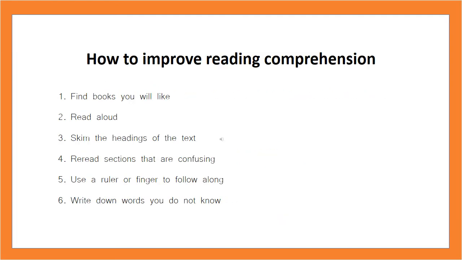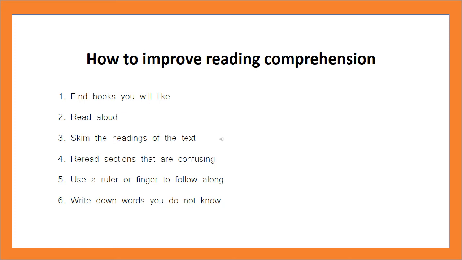How to improve reading comprehension. 1. Find books you will like. Sometimes, low reading comprehension comes down to the fact that a student is just not interested in what they are reading. In fact, research shows that 73% of students say they would read more if they could find books they liked. The secret to becoming a better reader is practice, something that is much easier when you actually like what you are reading. 2. Read aloud.